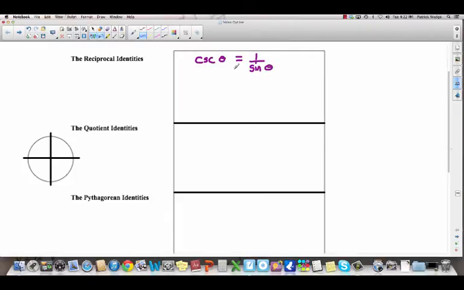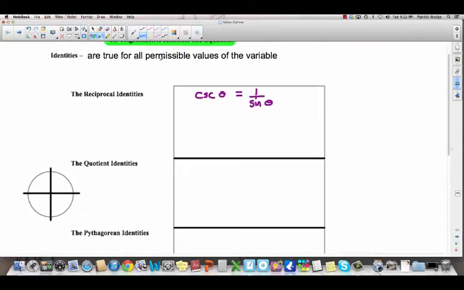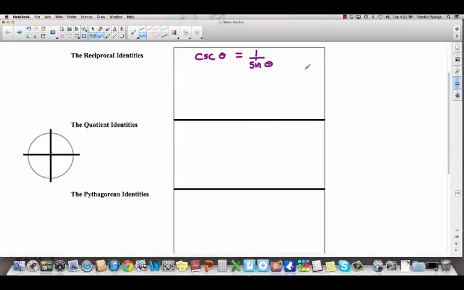So that's an identity. For any angle that you put in here, this will be true, except, as it says up here in the definition, except for values that aren't permissible. So what value wouldn't be permissible here? Well, if sine theta equals 0, it wouldn't be permissible. When does sine theta equal 0? Sine theta equals 0 at 0 degrees and at 180 degrees, which is the same as at pi. Anyway, we'll talk about non-permissible and restrictions in a second.